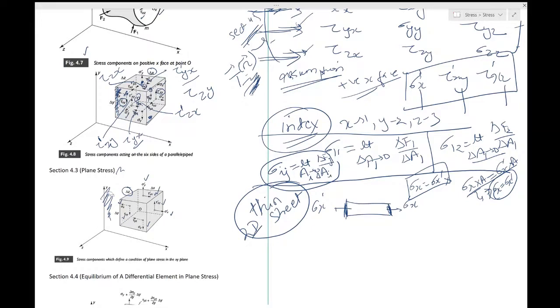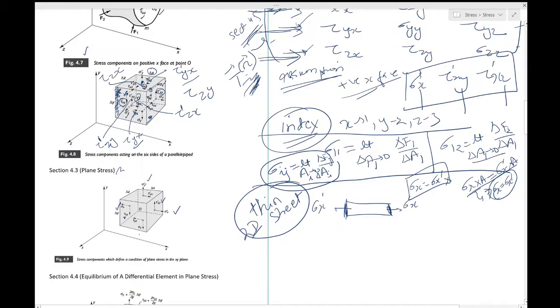Let's see the plane at which they are acting. Hold on. Okay, sigma x dash is this plane, and this stress component tau xy is acting on the x plane in the y direction, so it seems to be okay. Same has to apply over here. Okay, this is correct.